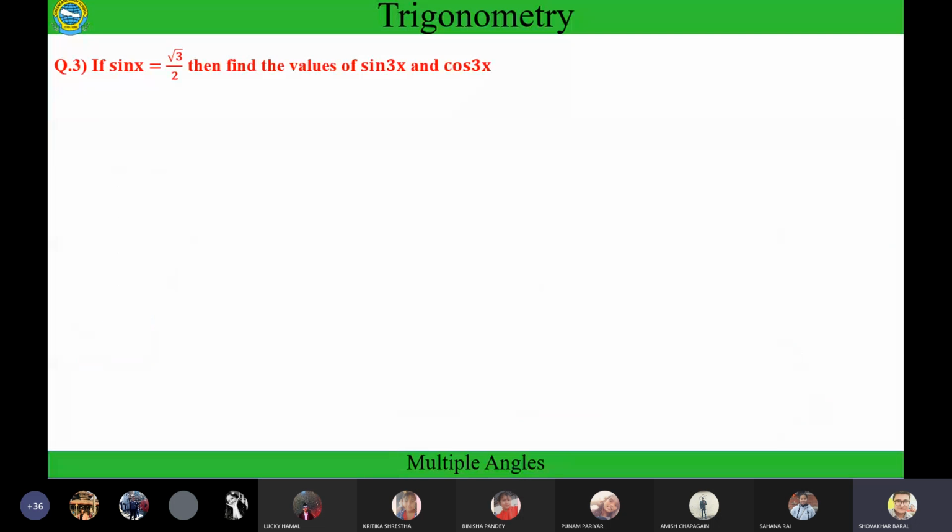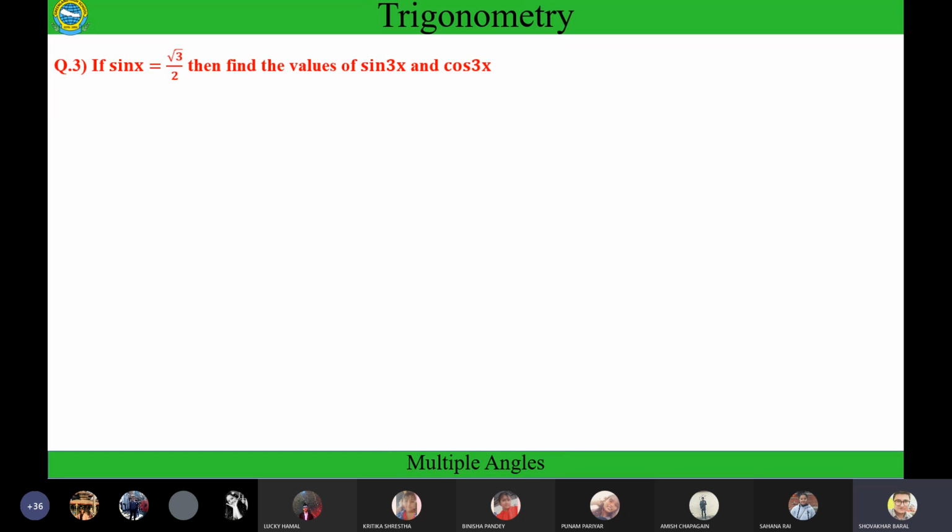So let's go to the next one. If sin x is equal to root 3 upon 2, then find the value of sin 3x and cos 3x. We have got the value of sin x here, and we are going to find the value of multiple angles in terms of 3 here.